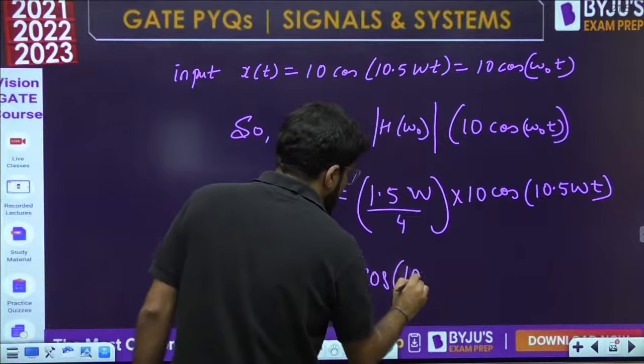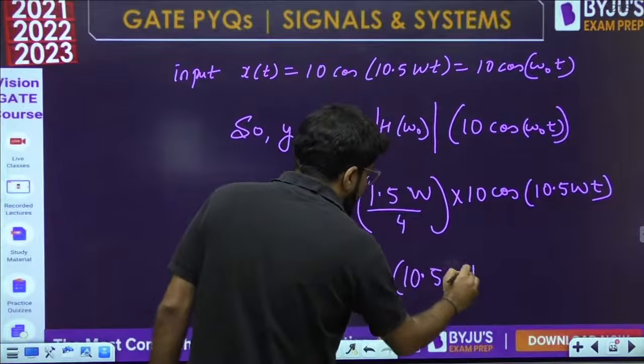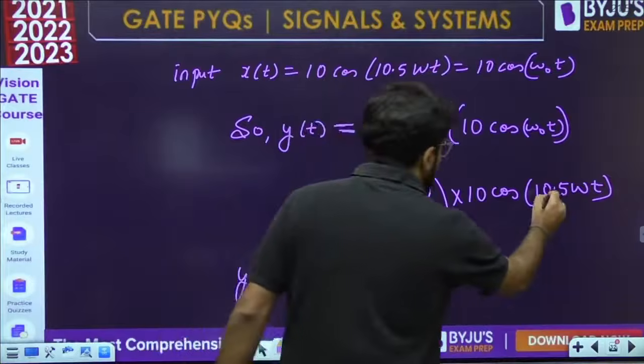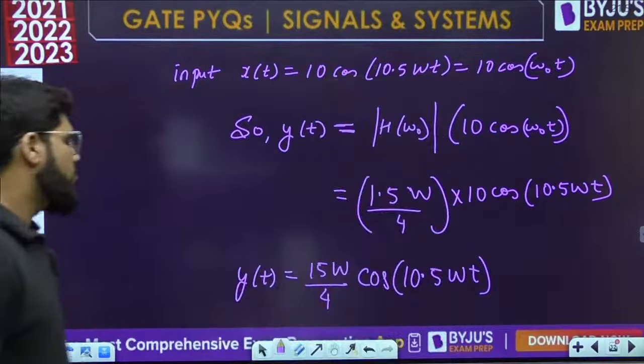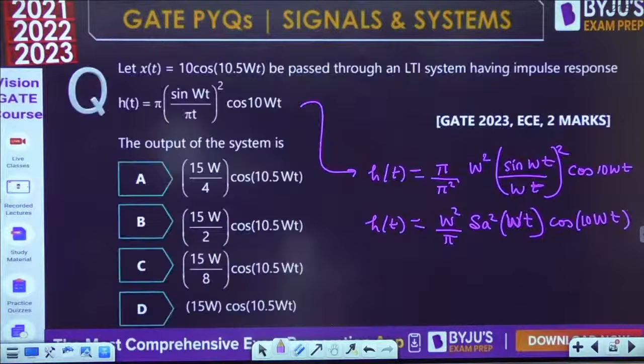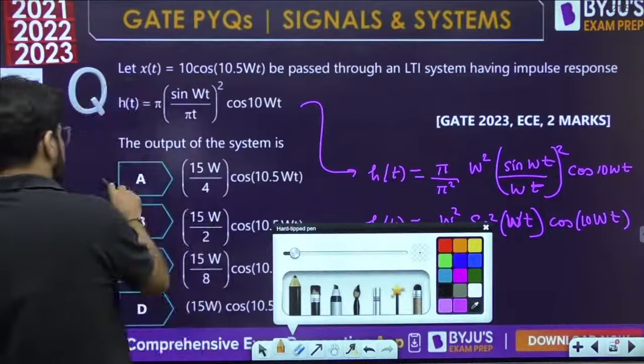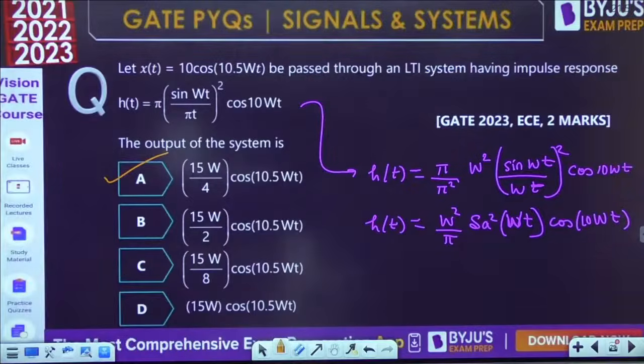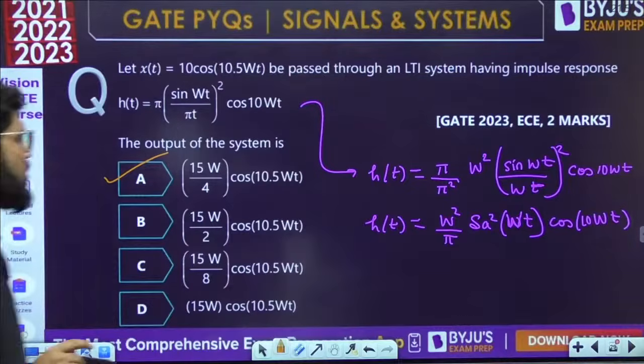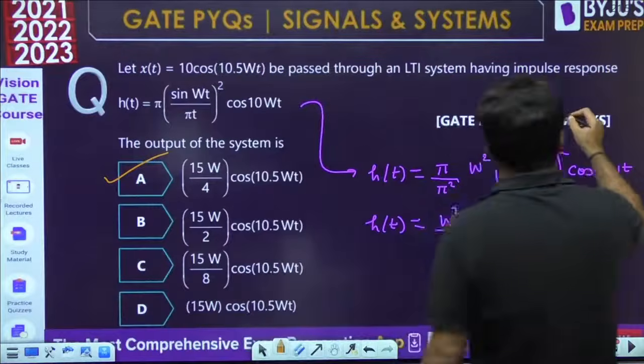cos of 10.5 Wt. 15 W by 4 cos of 10.5 Wt. Option number A. Please check it out. Option number A. 2023 EC 2 marks question. Good question.